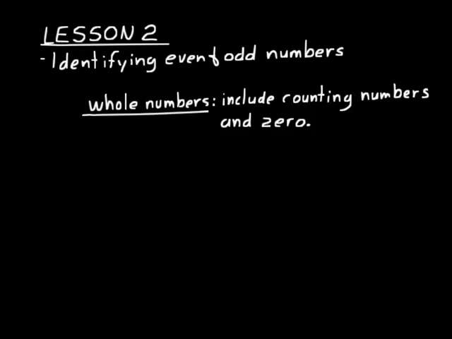Let me show you something. Start with 0, 1, 2, 3. Anytime you see this dot, dot, dot, that means you continue that pattern on forever. Now, even numbers include a group of whole numbers, and odd numbers include another special group of whole numbers. Let's talk about those now.